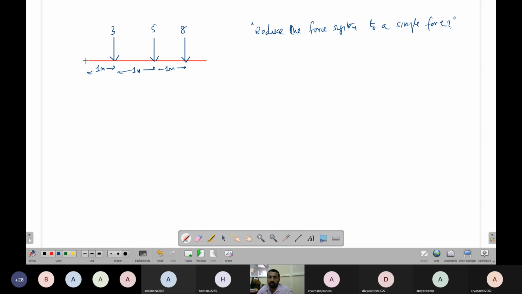Okay, so try to solve this. Basically, I have to reduce the system so that I have some load at some distance x, such that both will behave the same.